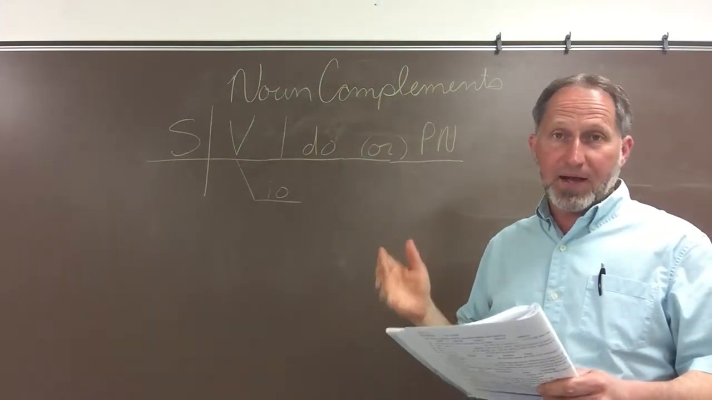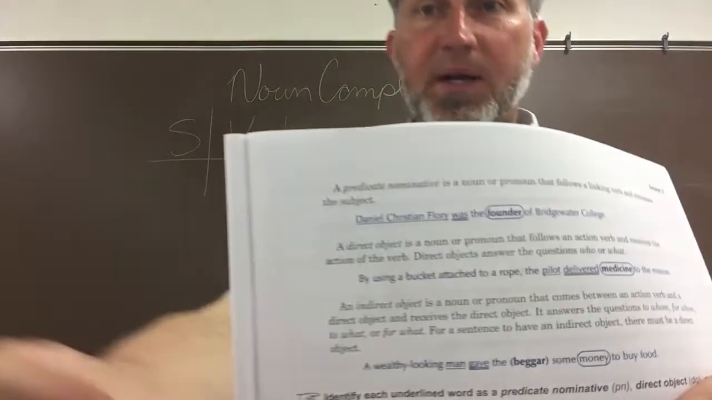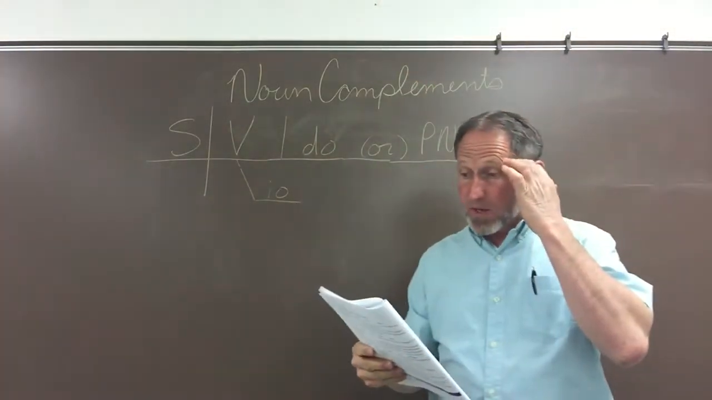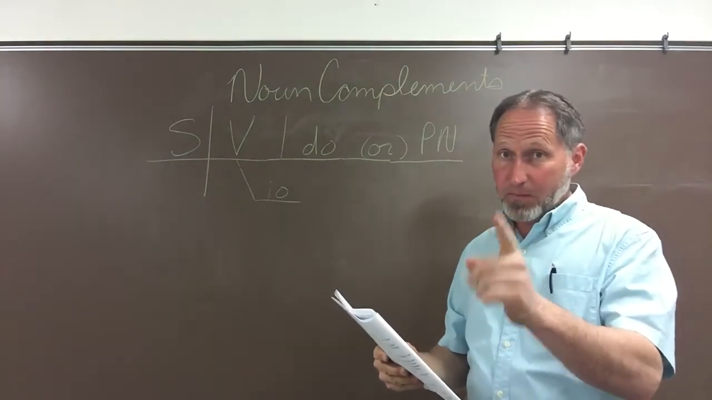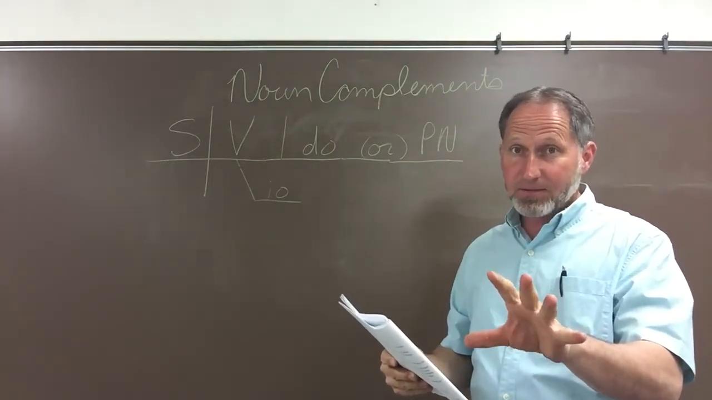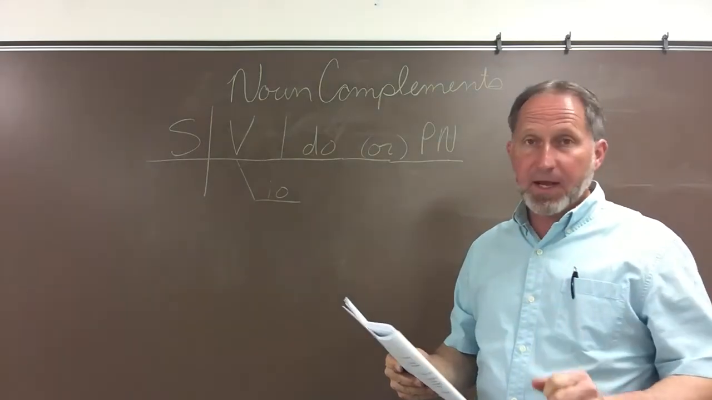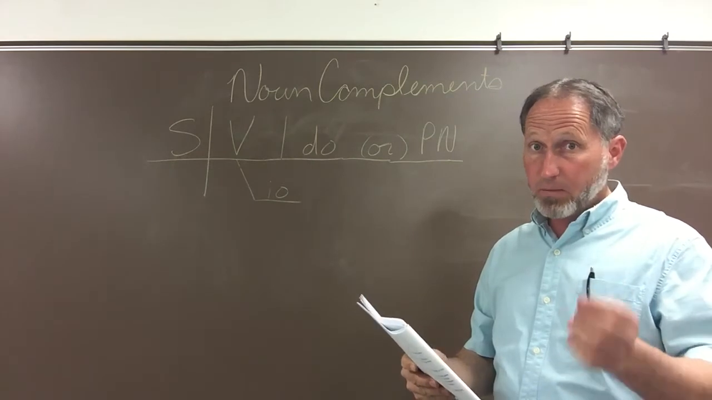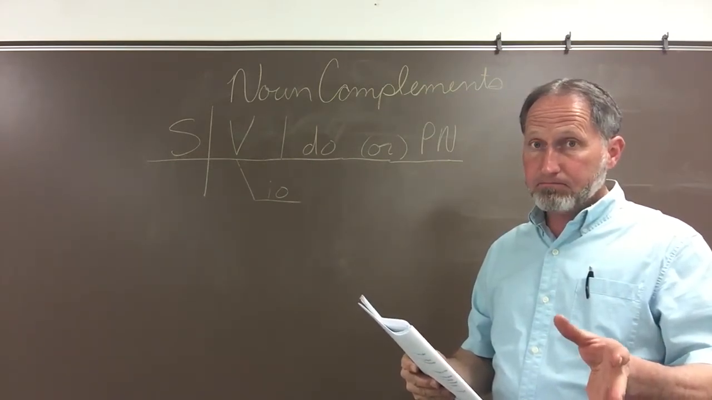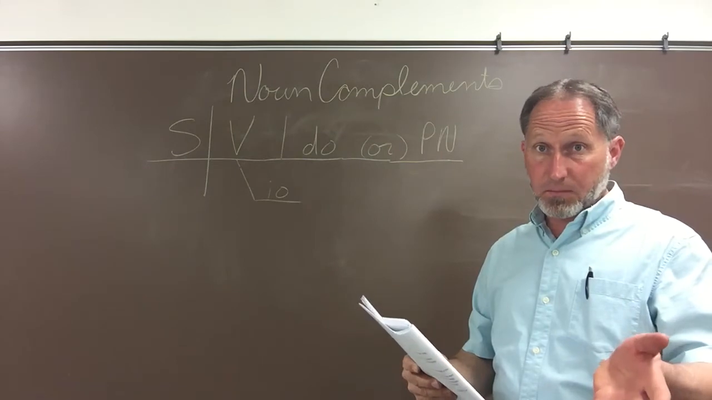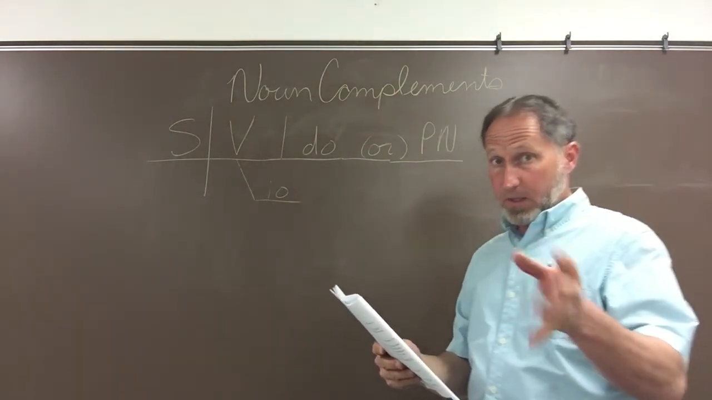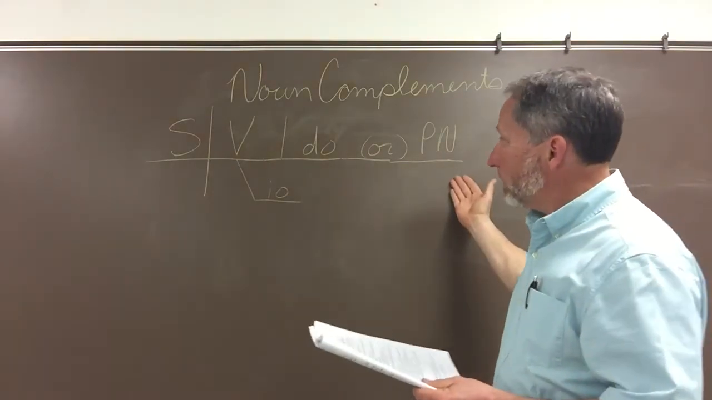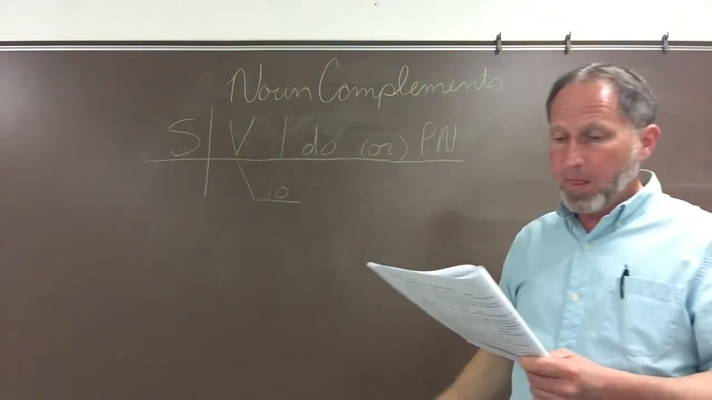Okay, the last one is predicate nominative, and we're doing it completely backwards because predicate nominative was right up here on top. And so predicate nominative is a noun or pronoun that follows a linking verb. Remember, very different, not action this time, and renames the subject. So you need to have one of the linking verbs: am, is, are, was, were, be, been, being, and then those sometimes linking: taste, feel, smell, sound, look, appear, become, seem, remain. So those words, and then a word that renames the subject.